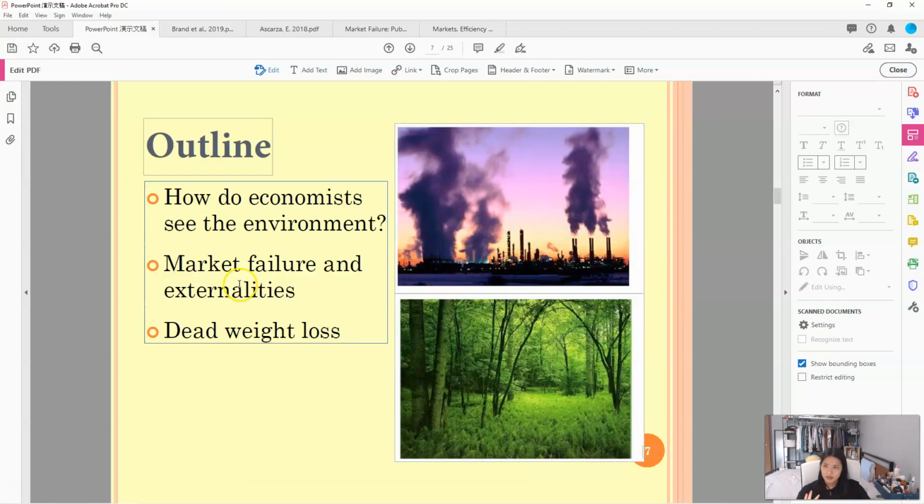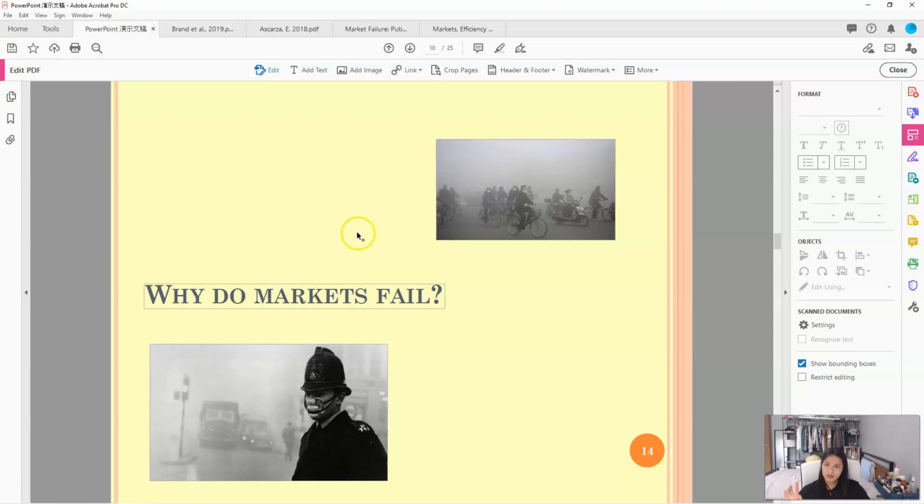The next section of this lecture is market failure. Why do markets fail? Why are there so many pollution? Even though we know all pollution is bad and harmful, why is there so much pollution? Why is there so much traffic? Why are there so many cars? So why do markets fail? When we get an extreme amount of pollution, we can see markets for pollution fail.